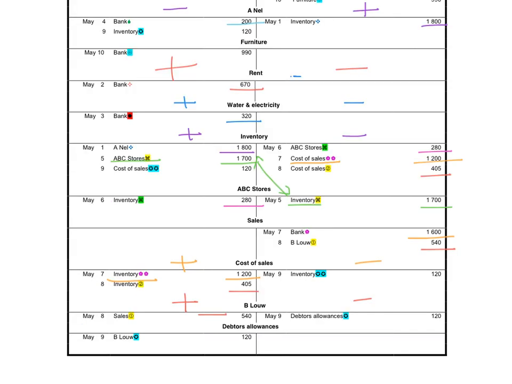Below returned goods, so this asset will decrease on the credit side to show that he owes less money, and debtors allowances will be debited to indicate that that original income that we had will be decreased because we didn't sell these goods anymore. Cost of sales is decreased because the goods are not sold, so it can't form part of the expense of cost of sales. The inventory was returned, so inventory asset increases with 120 rand.